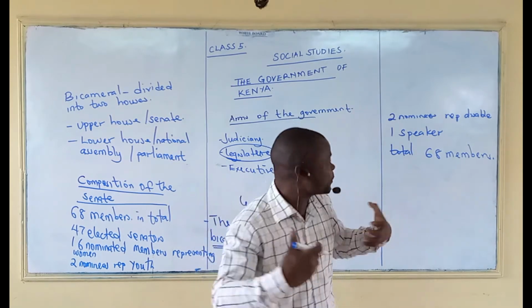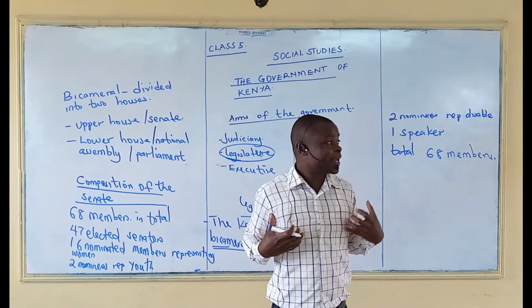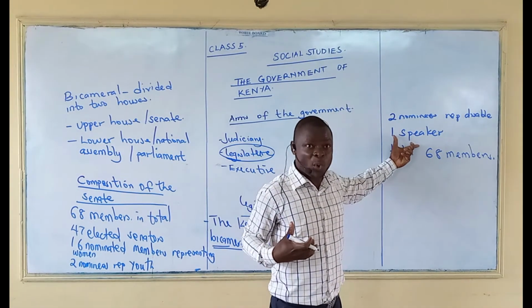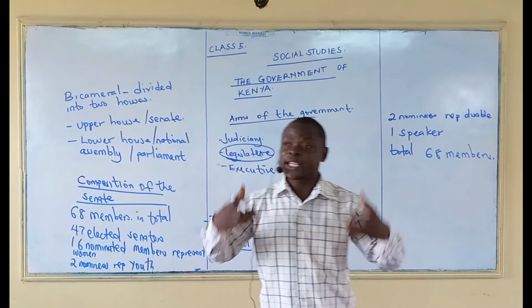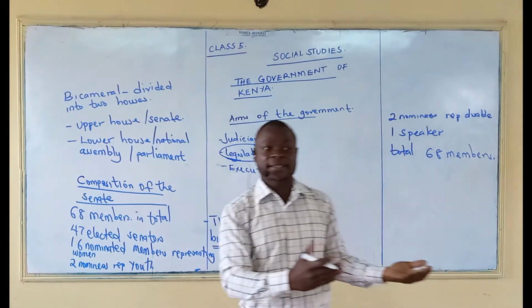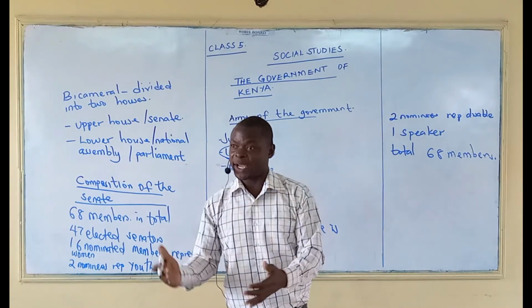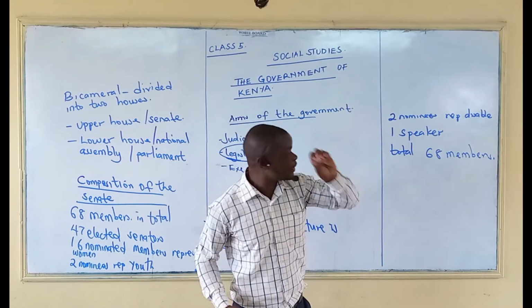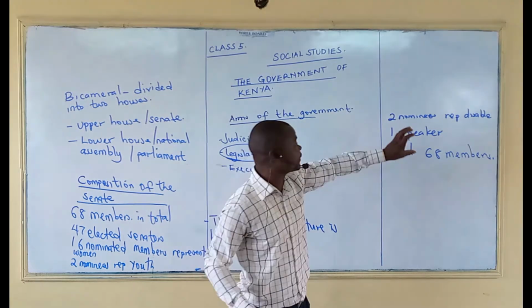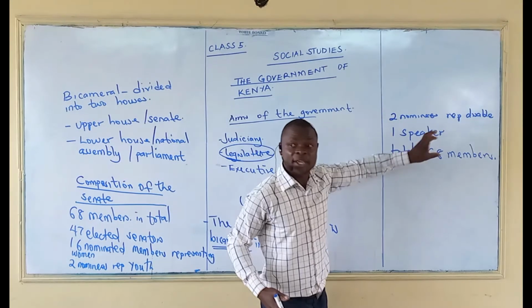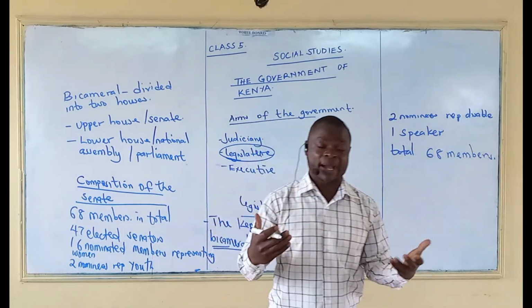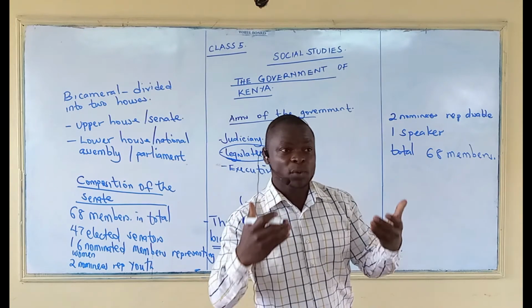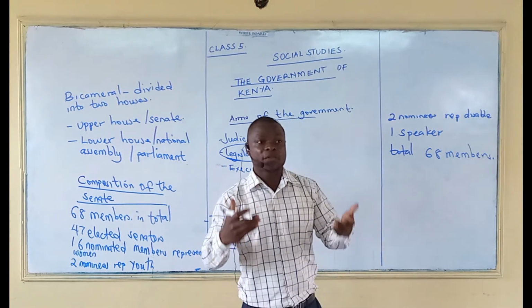Now, I want us to look at this well, because this is where we confuse ourselves during exam. We have 2 nominees also representing the disabled. Of course, for you to nominate somebody to represent the disabled, this person must have any form of disability. Could be this person is blind, so he's selected to represent all the people with disabilities. Then we have 1 speaker.